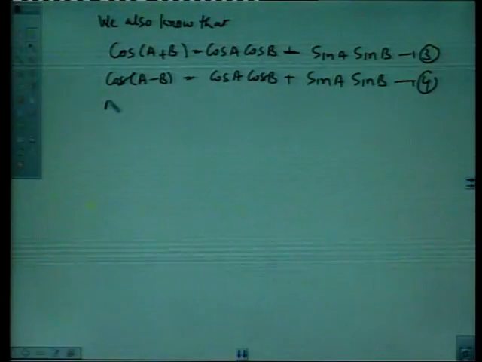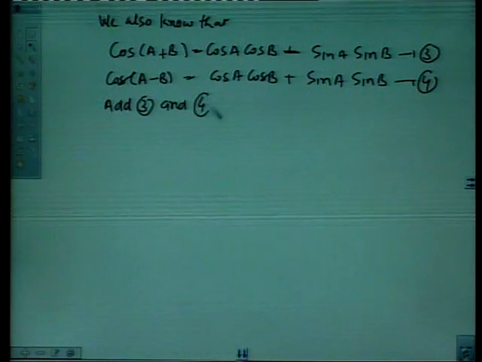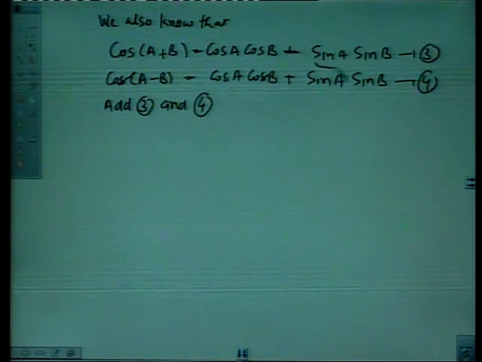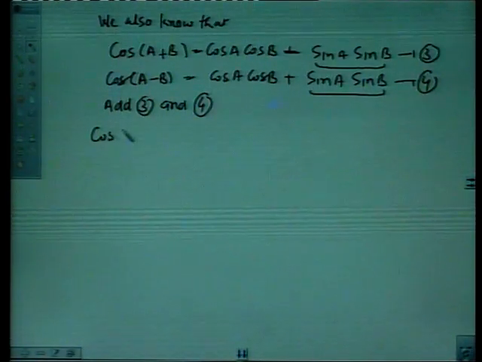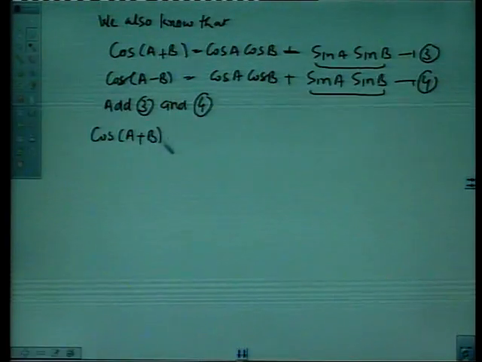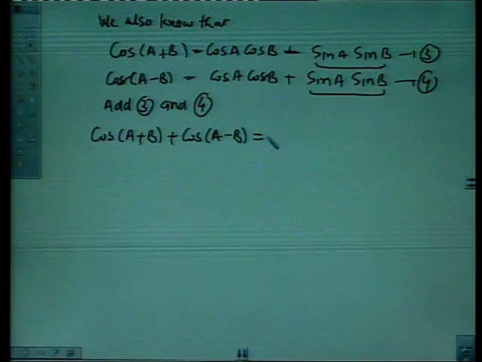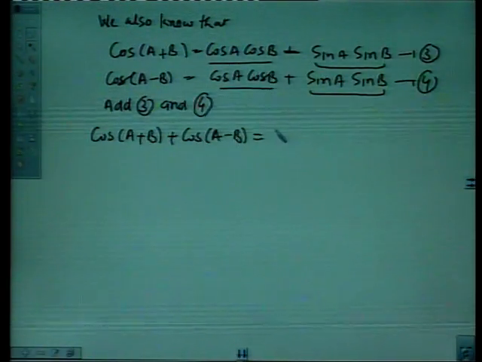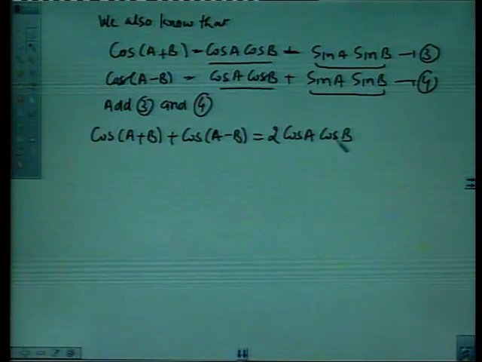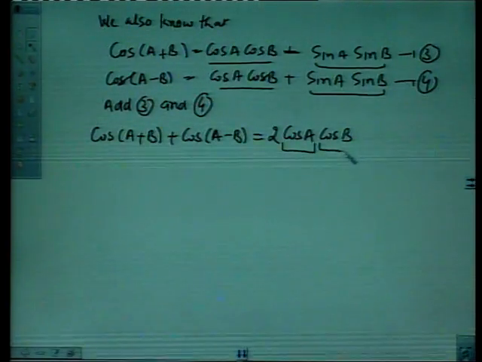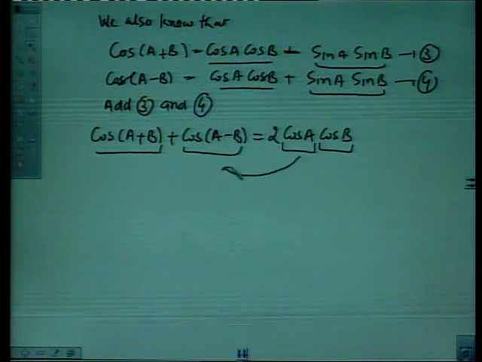Similarly, now add equation number third and fourth. When you add, what will happen? This sin A sin B will cancel with sin A sin B. You will get cos A plus B plus cos A minus B is equal to 2 times cos A cos B. So, what we get? Here we write the product of two cos functions as a sum of two cos functions. So, we convert the product into sum.